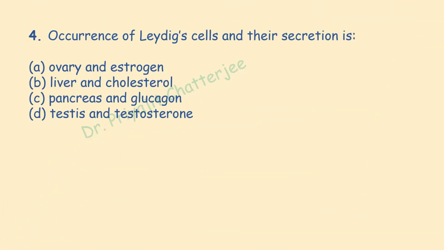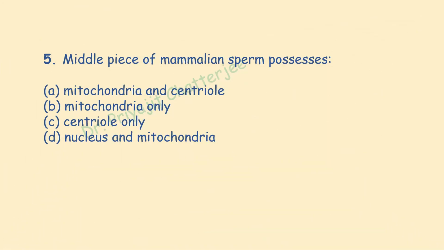Occurrence of Leydig cells and their secretion is. We know Leydig cells are present in the interstitial spaces outside the seminiferous tubules within testis, and it secretes androgens such as testosterone. So the answer will be option D, testis and testosterone. Next question: middle piece of mammalian sperm possesses.